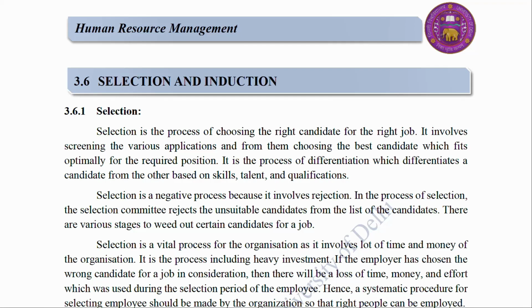3.6.1 Selection. Selection is the process of choosing the right candidate for the right job. It involves screening the various applications and from them choosing the best candidate who fits optimally for the required position. It is the process of differentiation, which differentiates a candidate from the others based on skills, talent, and qualifications. Selection is a negative process because it involves rejection. In the process of selection, the selection committee rejects the unsuitable candidates from the list of candidates. There are various stages to weed out certain candidates for a job.